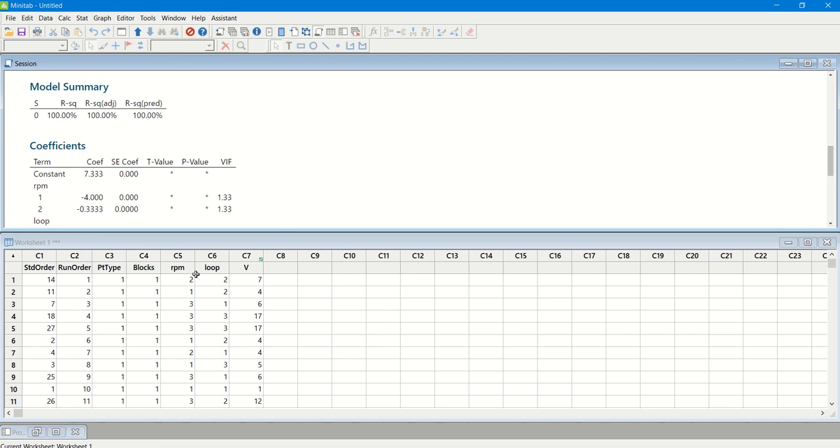So it means that everything about our experiment has already been predicted as it is. Okay.